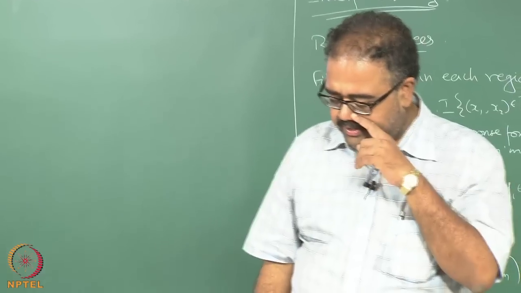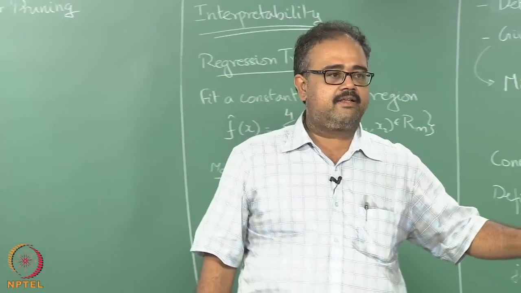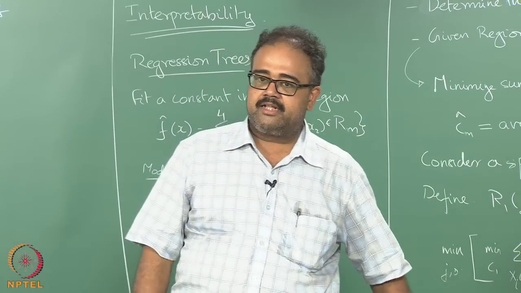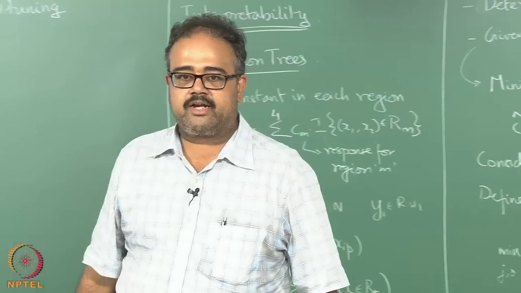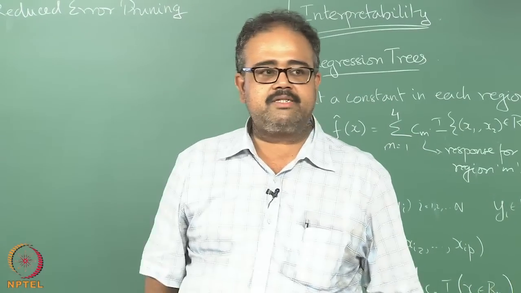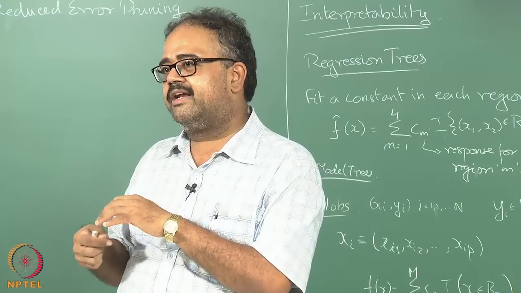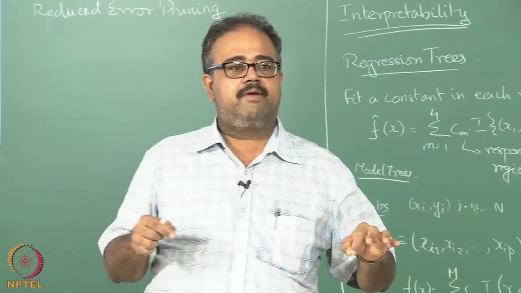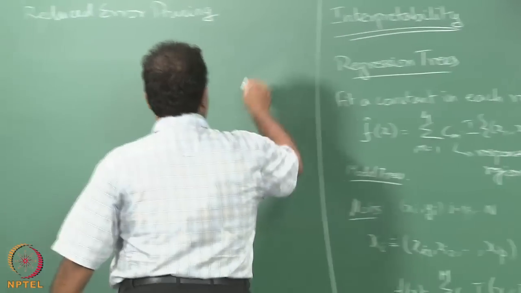So reduced error pruning is something very simple. I have a training set. I build the tree fully on the training set, and then I have a validation set. We talked about the validation set a long time back. Now what I do is start pruning away my internal nodes, greedily or not greedily, very safely. I erase the only tree I had on the board here.